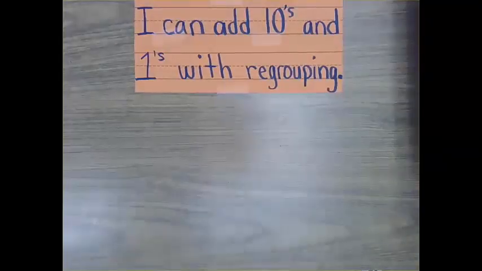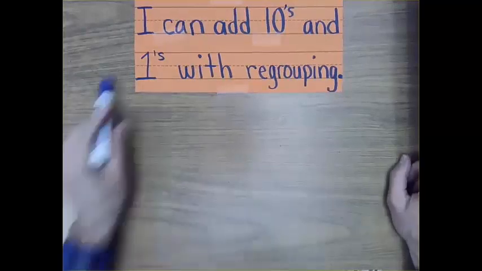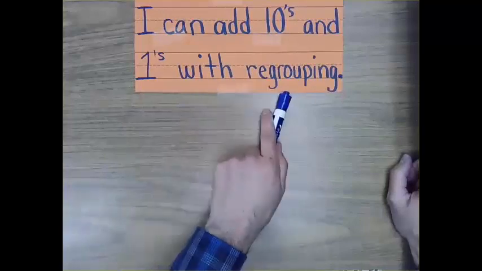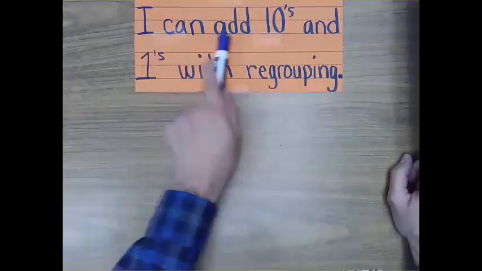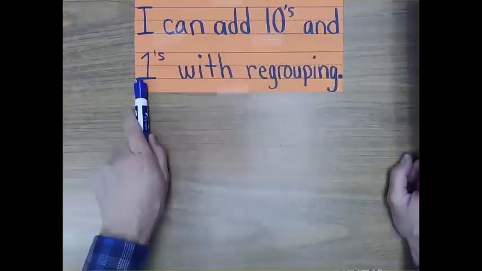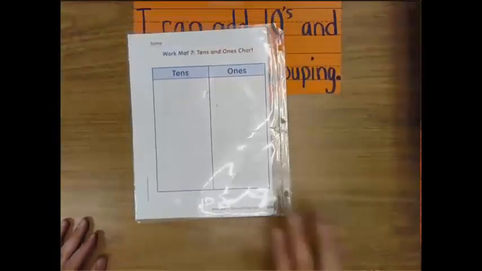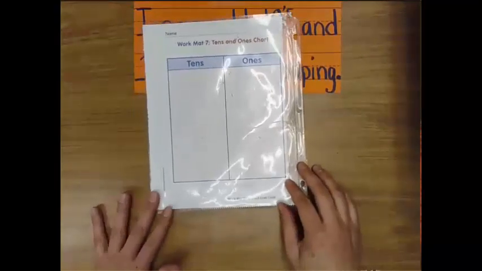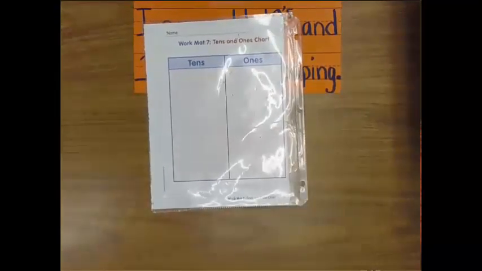Let's review today's learning objective. It is I can add tens and ones with regrouping. Once again, I can add tens and ones with regrouping. Okay, so what we are going to be doing today is regrouping. Now, we've done regrouping before.